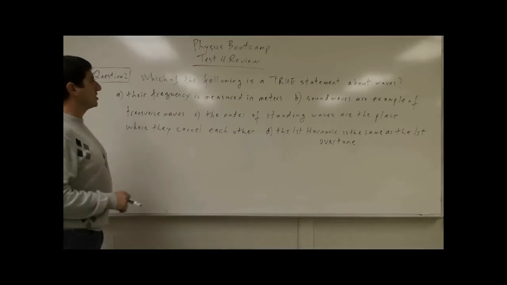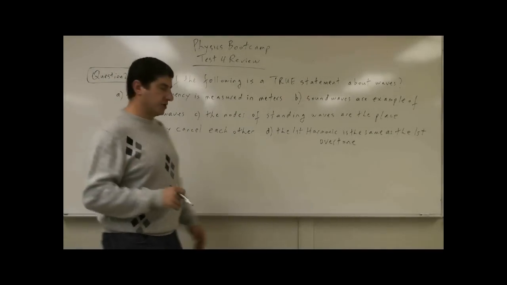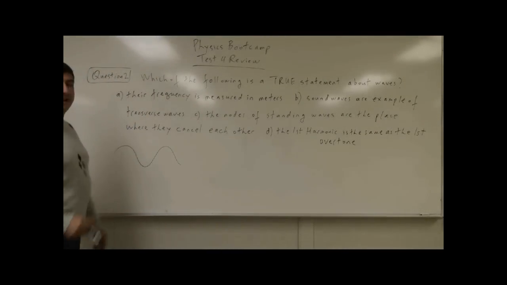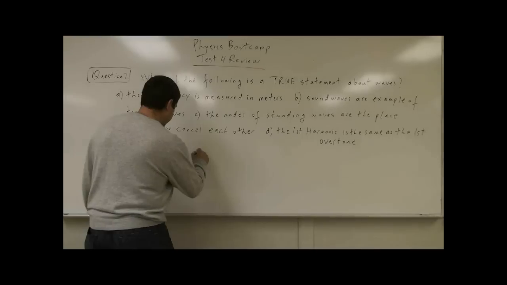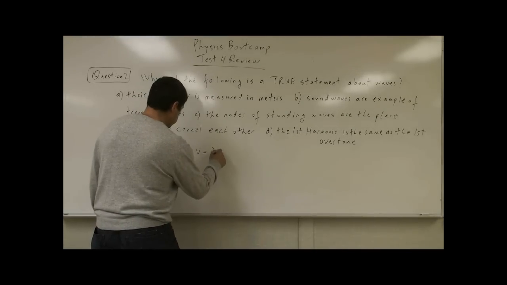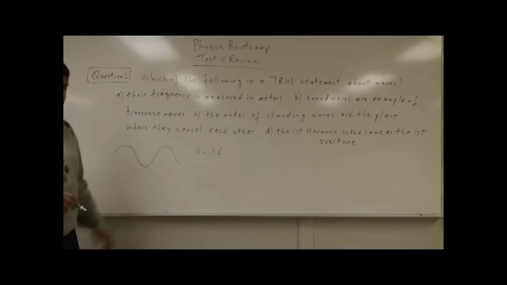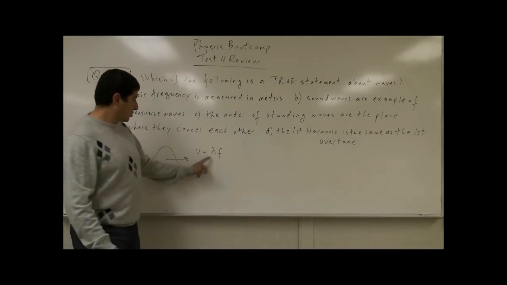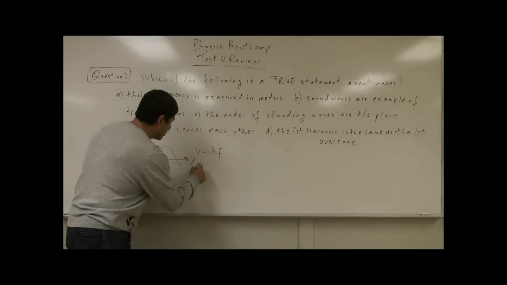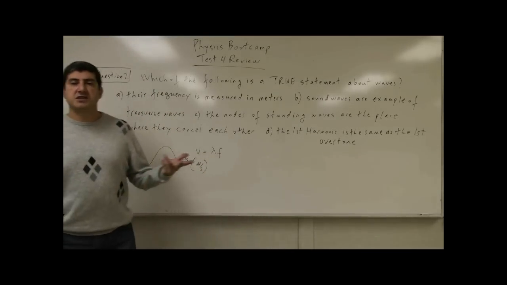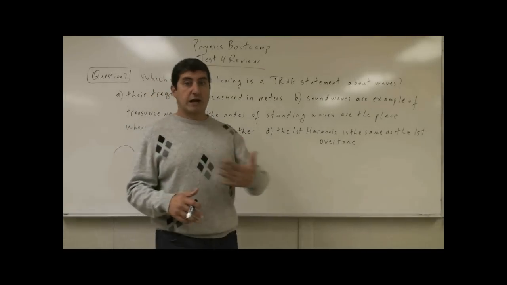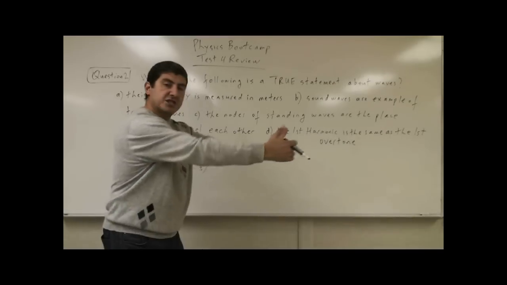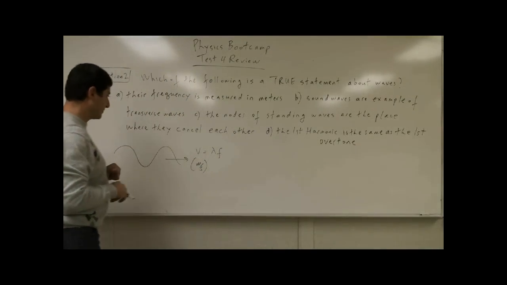A, their frequency is measured in meters. So let's see if this is true. For any wave that goes up and down, a wave has three major properties. We have velocity, which is wavelength times frequency. The velocity is how fast the wave is traveling, so velocity is measured in meters per second. It's the same as the velocity of a regular moving object: how much distance it's covering in a certain amount of time.